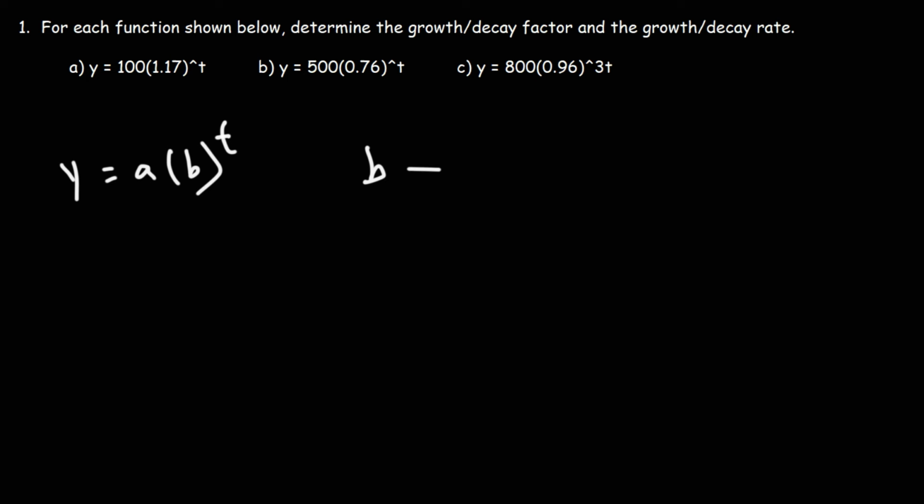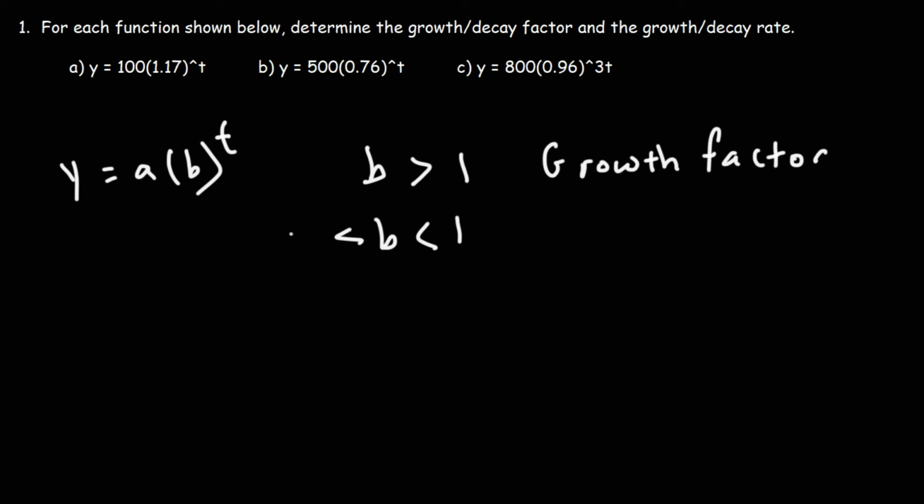If b is greater than 1, what we have is exponential growth. So b represents the growth factor. Now, if b is a positive number that's less than 1, or in other words, is between 0 and 1, then we have exponential decay. So b would represent the decay factor.